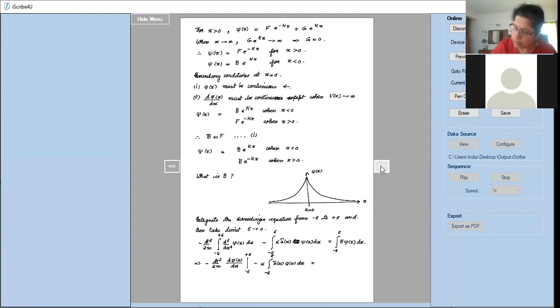Is equal to, and then your E is also common, and here you will get again the integral from minus epsilon to plus epsilon of psi of x dx.